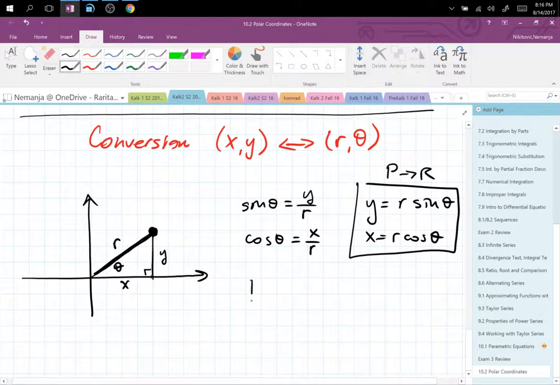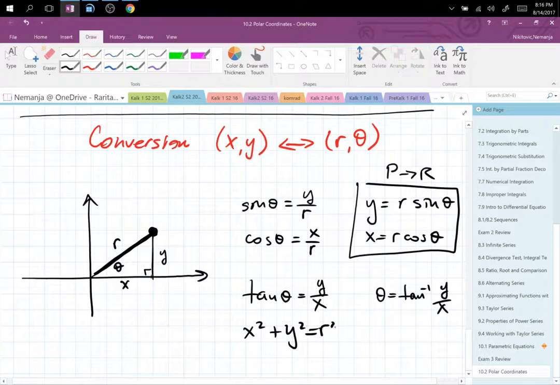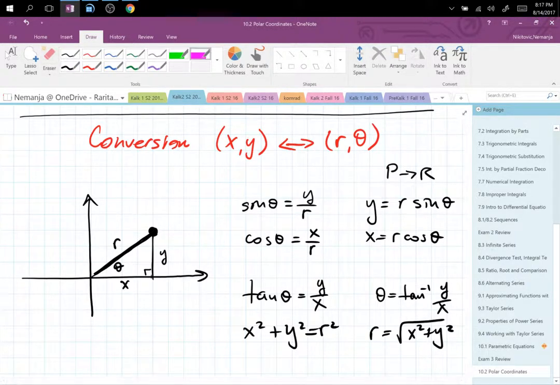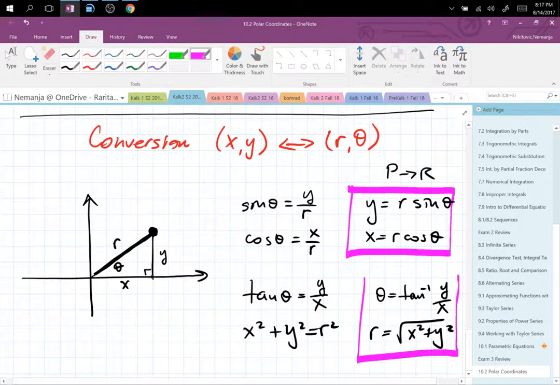You can also write tangent theta as y over x, opposite over adjacent, from where you can solve for theta as the inverse tangent of y over x. And you can also write x squared plus y squared equals r squared, which is your Pythagorean theorem, to get that r is the square root of x squared plus y squared. I'm going to box these, actually, using the pink.